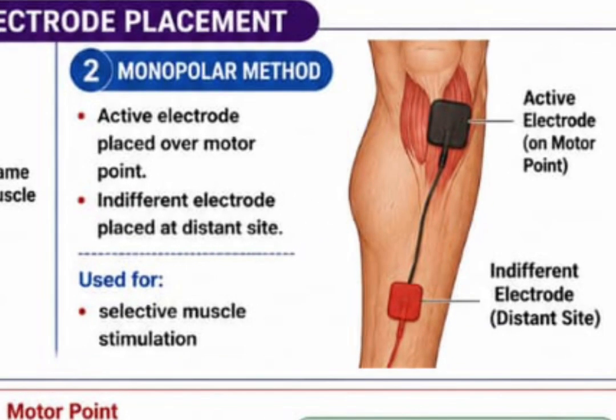Now for monopolar placement, the active electrode will be placed on the motor point, while the indifferent electrode will be placed far away from the motor point. But for bipolar placement, both of them will be placed on the muscle you want to stimulate. In monopolar placement, the active one will be placed on the motor point where you want to stimulate, and the indifferent electrode will be placed far away. So it's used for selective muscle stimulation.